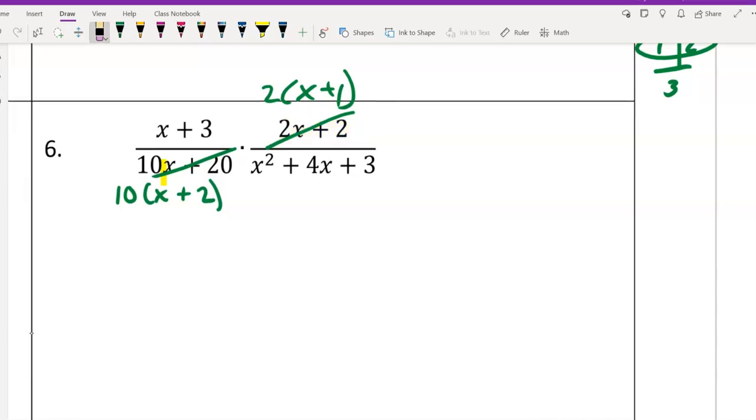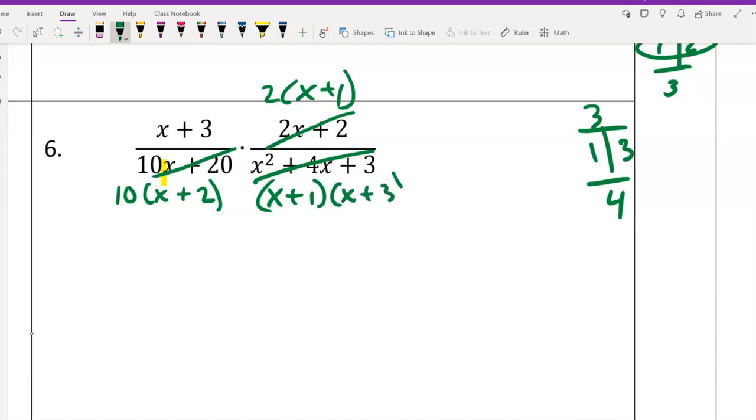All right. And on the bottom, we need factors of 3 that add up to 4. Factors of 3 are 1 and 3. Do 1 and 3 add up to 4? Yeah. Now that we have all of our numerators and denominators factored, we can totally start canceling things out. Again, only one factor cancels out with another one, but one has to be in the numerator and one has to be in the denominator. So x plus 3, those cancel out. This x plus 1, those cancel out. What are we left with? 2 over 10 times x plus 2.